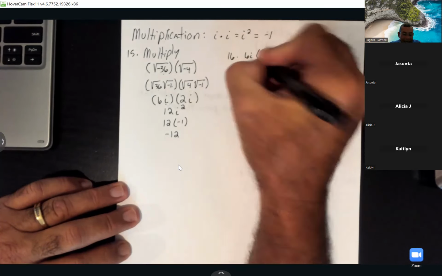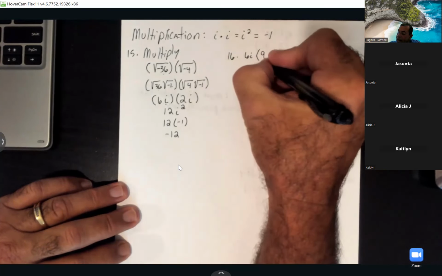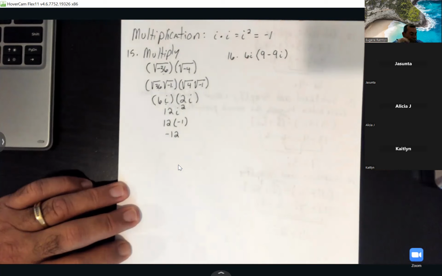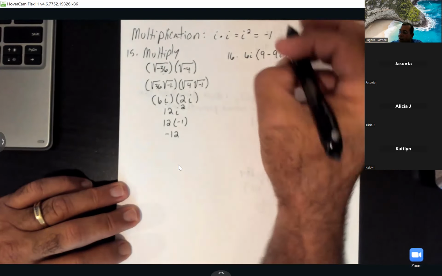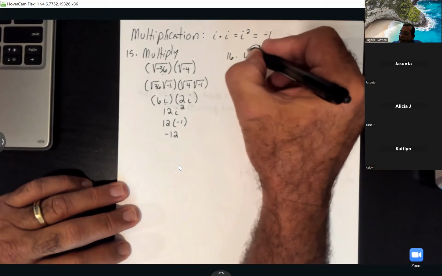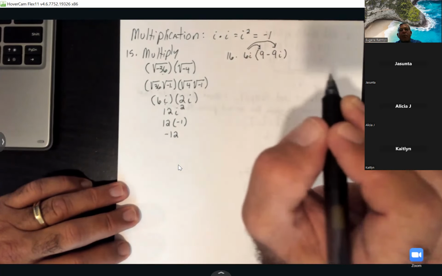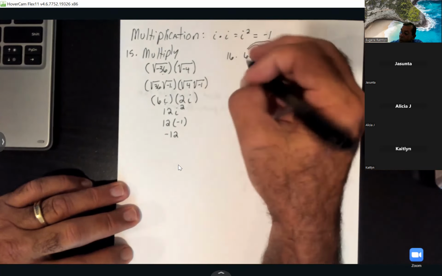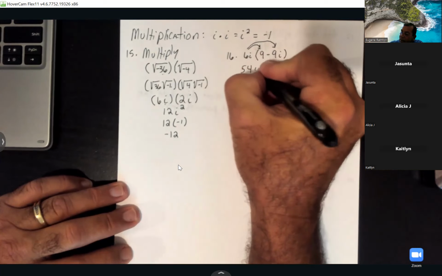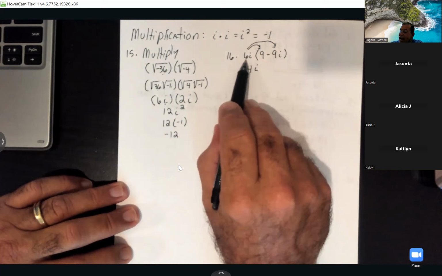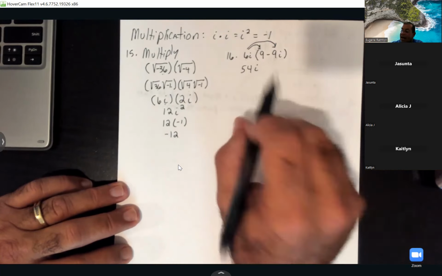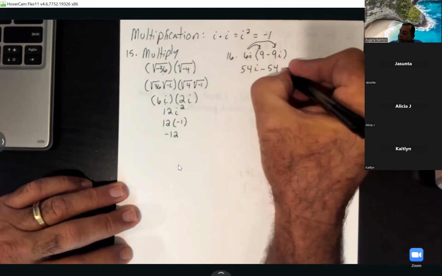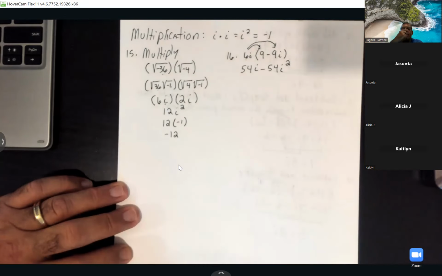All right, watch this. I got a 6i times 9 minus 9i. So this is a distributive property. We're going to distribute the 6i times both of those. So 6i times 9 is 54i. And then I got a 6i times a negative 9i. That's a negative 54. I times I is an I squared.